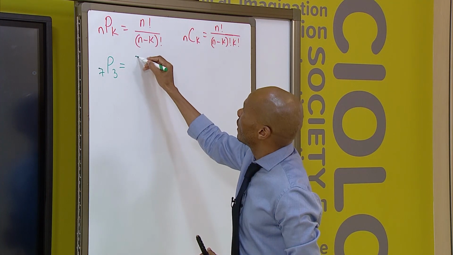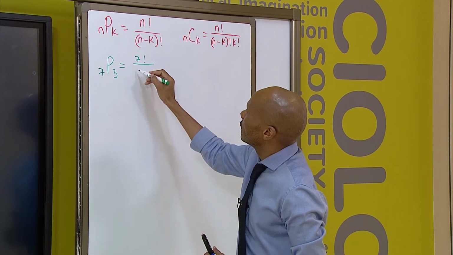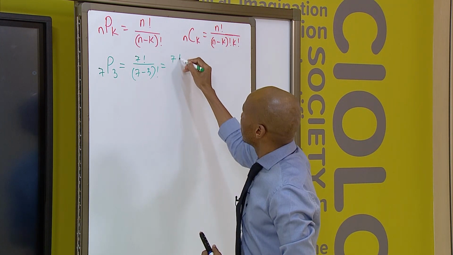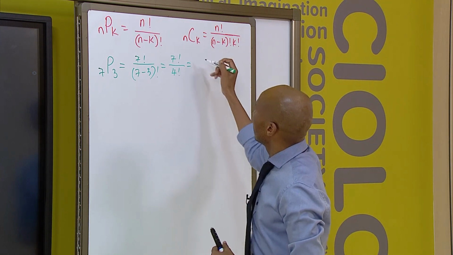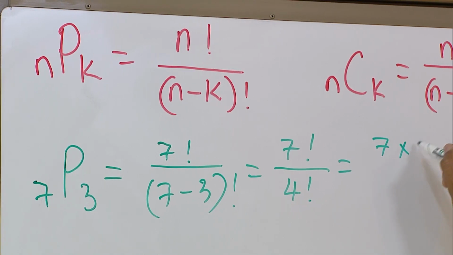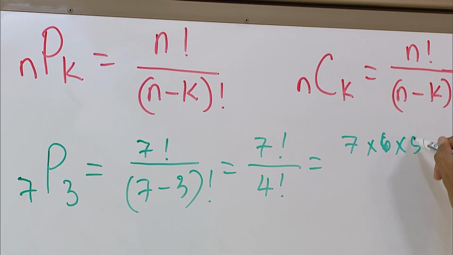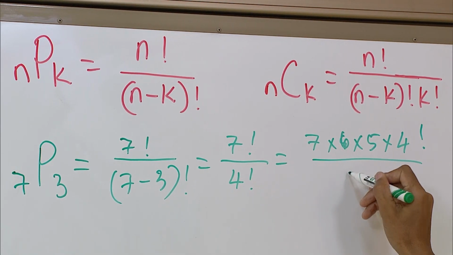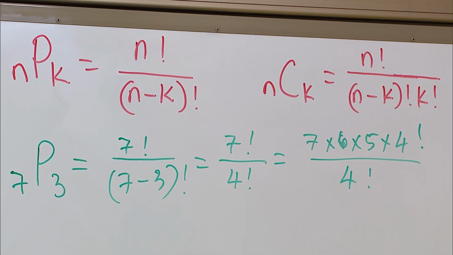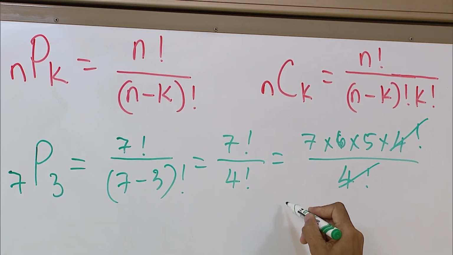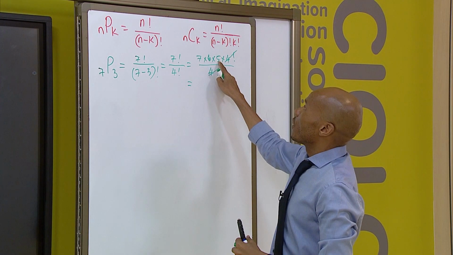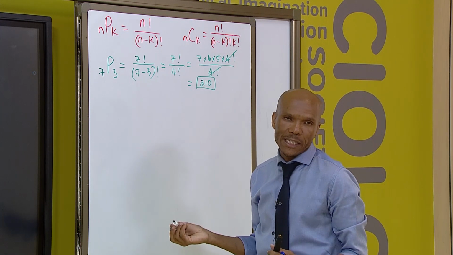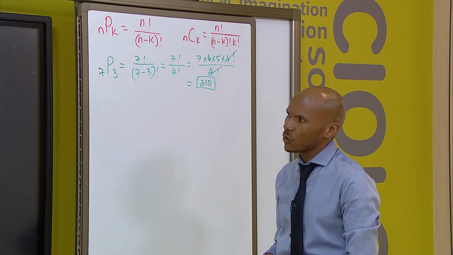We have a total of 7, and we're picking only 3, so let's use the formula. 7 factorial divided by 7 minus 3 factorial. That will be 7 factorial over 4 factorial, which is the same as 7 times 6 times 5 times 4 factorial over 4 factorial. I'll leave it as 4 factorial because I have 4 factorial there. So 30 multiplied by 7 is 210. So 210 possibilities.